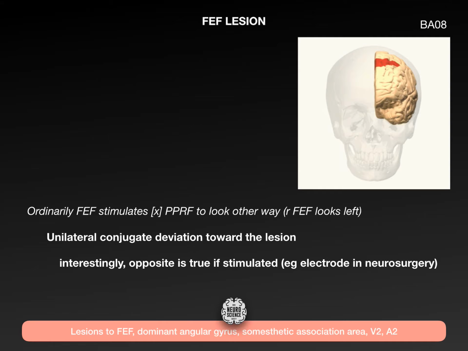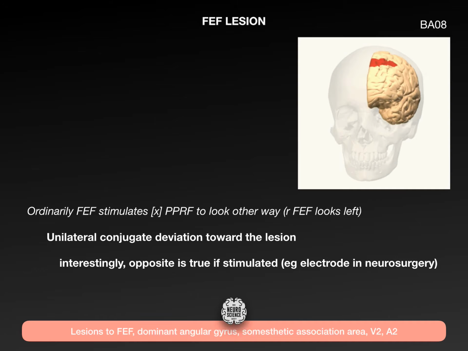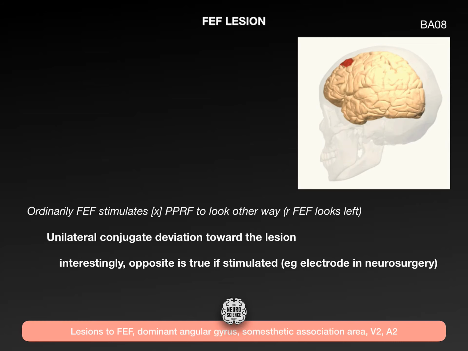Now, interestingly enough, there are reasons no one truly understands. There are theories, but they're not that satisfying. Is that if you stimulate the frontal eye field in neurosurgery, you get deviation to the opposite side. So, a lesion, deviate to the ipsilateral side, stimulation to the contralateral side. And that's where it is, basically.